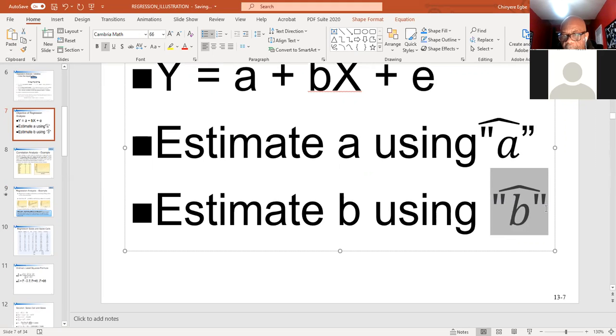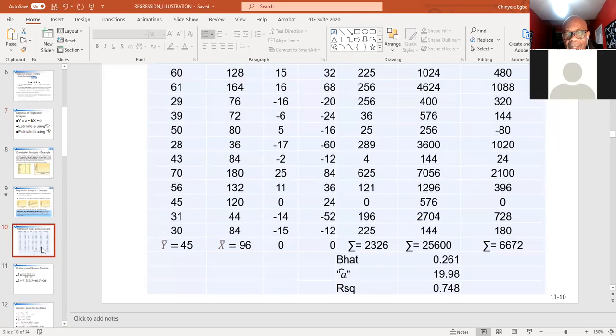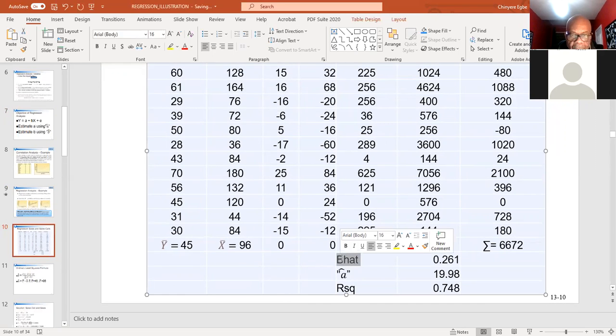Professor, will you let us know the formula on how to get A hat and B hat? Yeah, I'm going to show it to you. Of course I will. I'm going to do an example also. We're going to walk through an example. This is B hat. This is B hat. That is A hat. And we're going to also calculate how strong is the relationship.